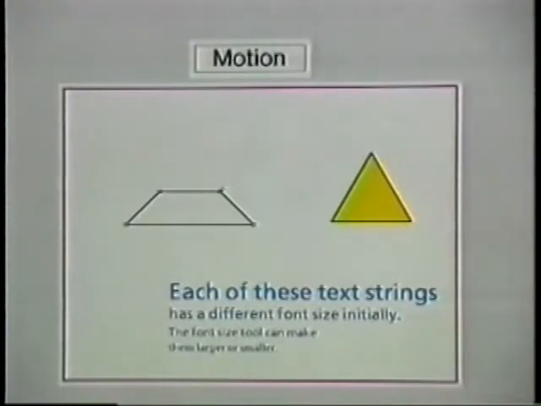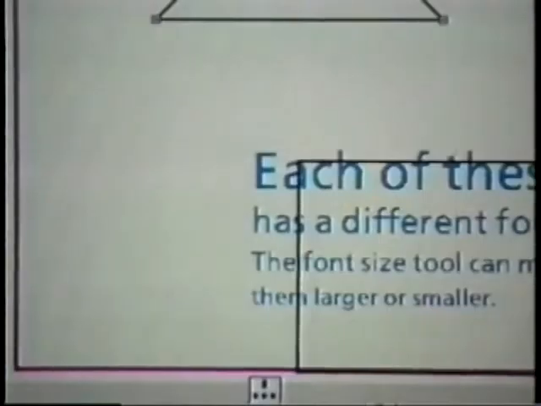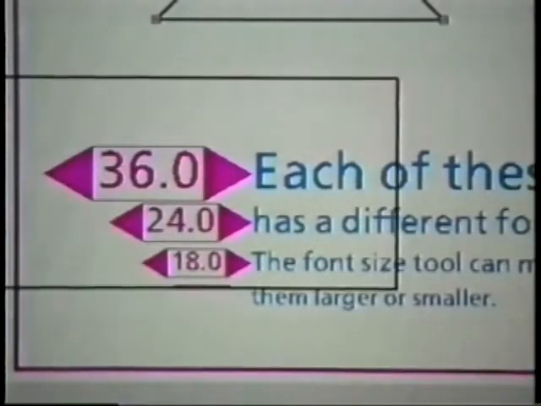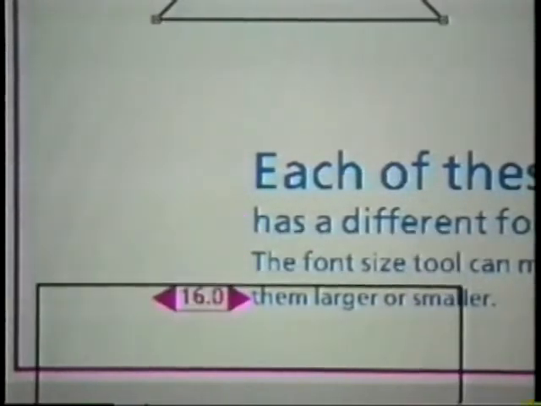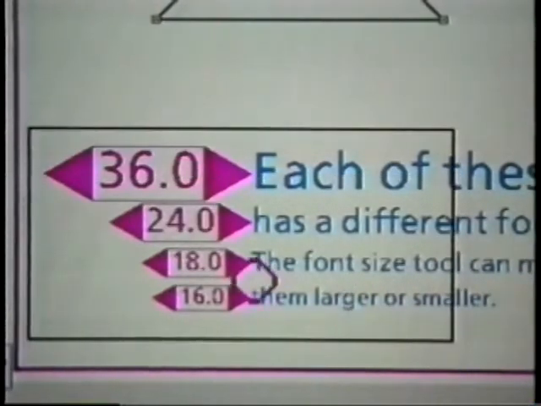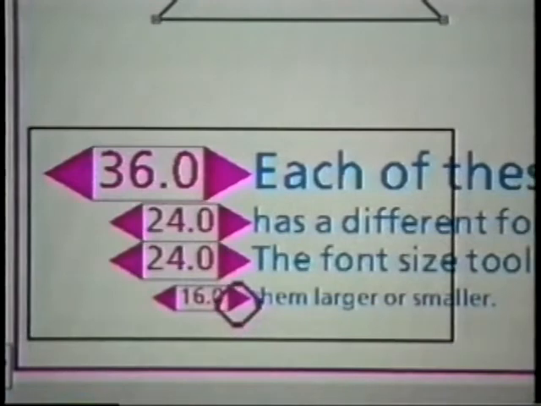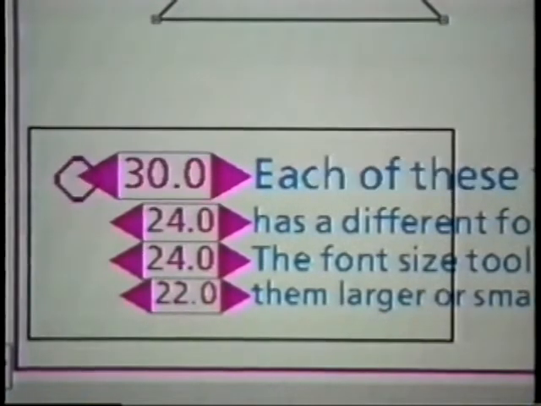Tool parts may be created dynamically. For example, this font size tool creates a font size controller next to each text string. Each region displays the point size of its associated text string. Clicking on the right arrow makes the font larger. Clicking on the left arrow makes the font smaller.